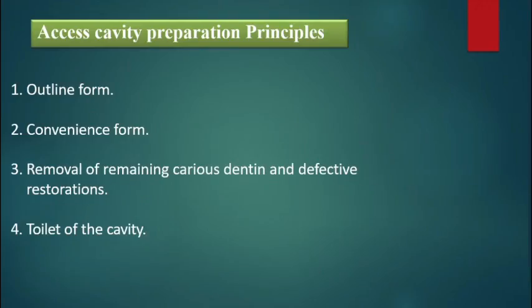All right, now let's move on to the access cavity preparation principles. In the beginning, I will list the 4 principles, 4 points, and then I will start explaining each of them. So number 1 is outline form, number 2 convenience form, number 3 removal of remaining carious dentin and defective restorations, and lastly number 4 toilet of the cavity.